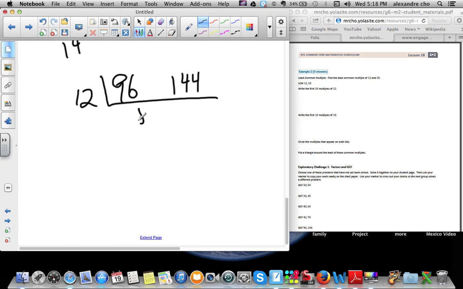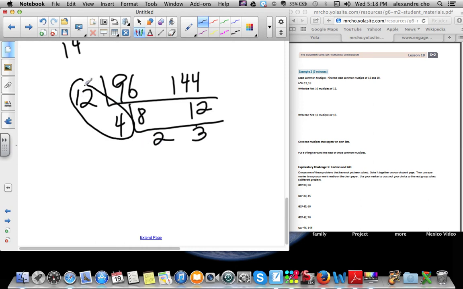12 goes into 96 8 times. 12 goes into 144 12 times. 12 goes into 8, no, it doesn't. So let's pick another number, 4. 4 goes into 8 2 times. 4 goes into 12 3 times. We're done. No other number goes into 2 and 3 besides 1. And the GCF is these two numbers multiplied, which is 48. 48 goes into 96 2 times, and 48 goes into 144 3 times. Perfect. So that's your GCF, these two numbers multiplied. So there, it's a little review.